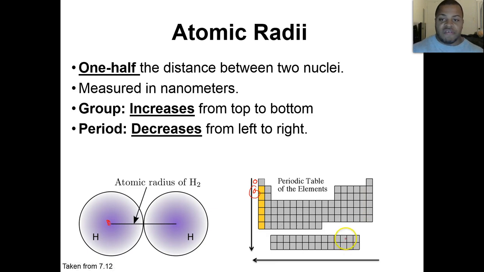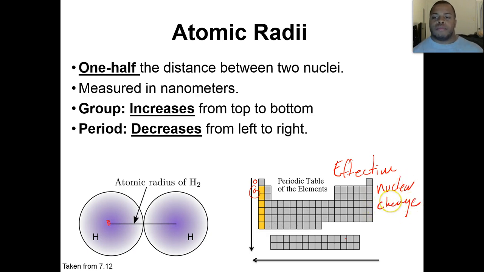We call that the effective nuclear charge. Sorry for my horrible writing. Now, as that effective nuclear charge gets larger, it pulls those electrons in closer. And so we're actually going to see this decrease over time as we go left to right.